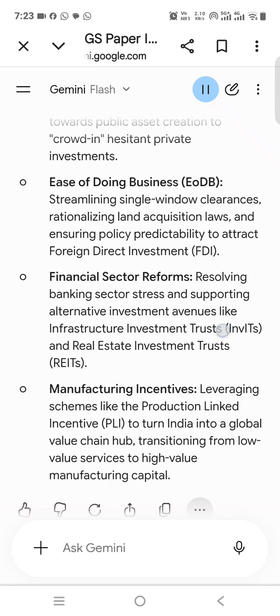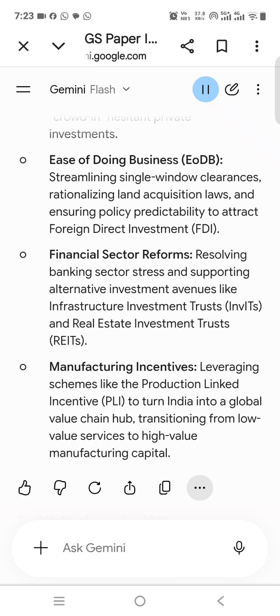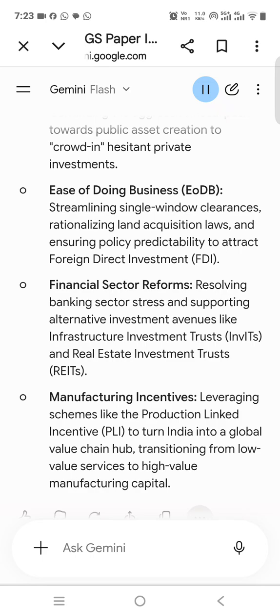Asymmetric risk allocation. Traditional PPP contracts historically pushed a disproportionate amount of risk, like land and clearance risks, onto the private partner. Inadequate dispute resolution. Institutional mechanisms to resolve contractual disputes are slow, locking up massive amounts of capital in litigation.